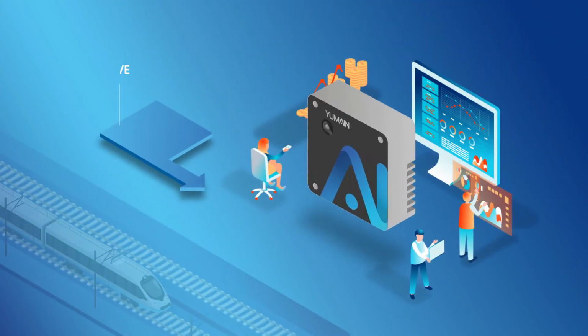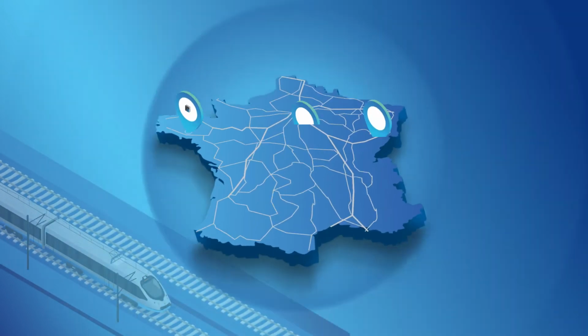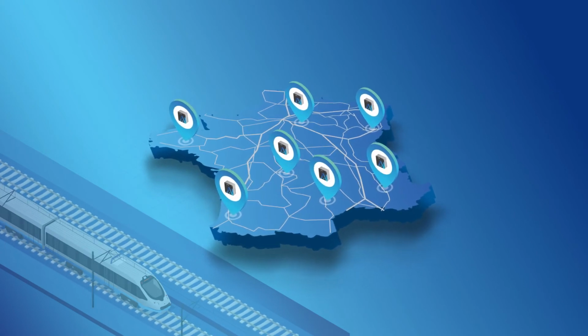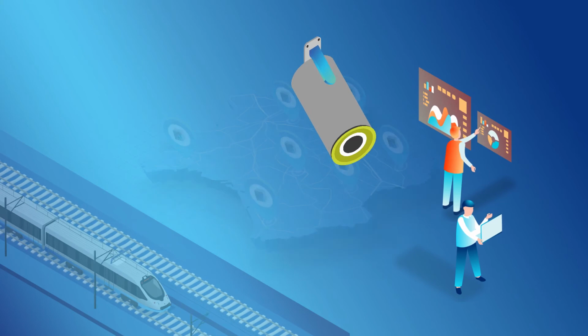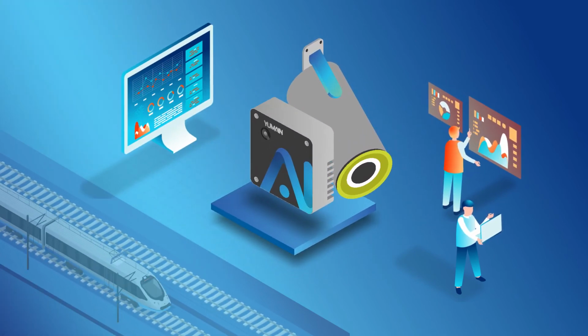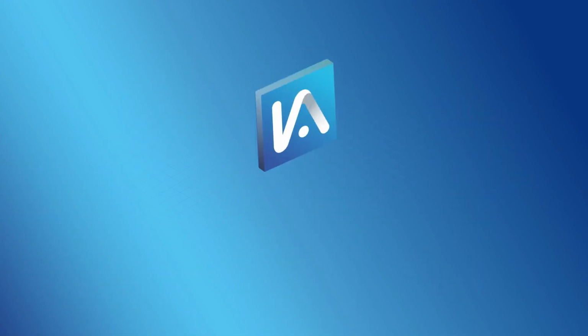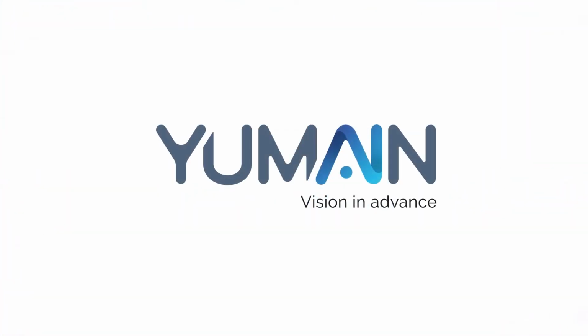The tariff positioning of the UMaine solution is deliberately attractive, allowing all operators to deploy these sensors on a national network scale. UMaine is the ultimate vision in advance, a vision of a technological world that significantly increases your productivity while respecting the safety and privacy of your employees as well as the environment. It is this AI that we would like to share with you.